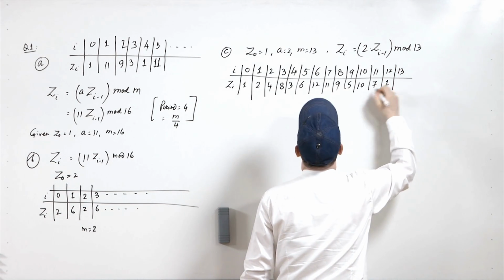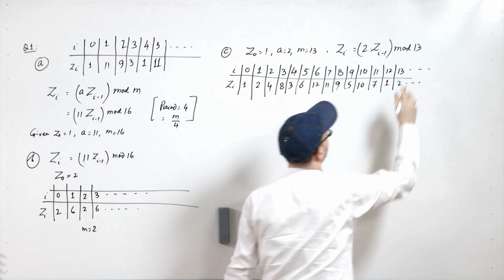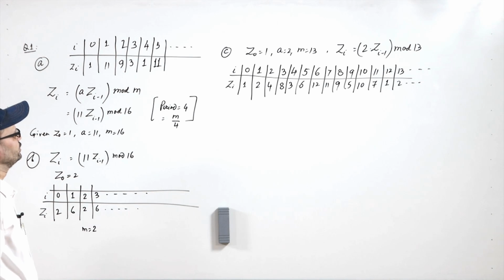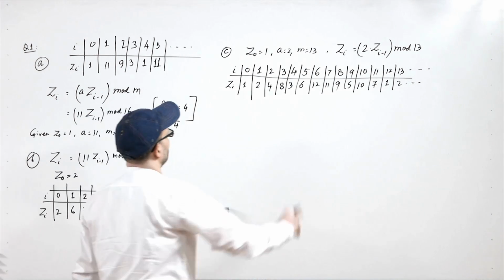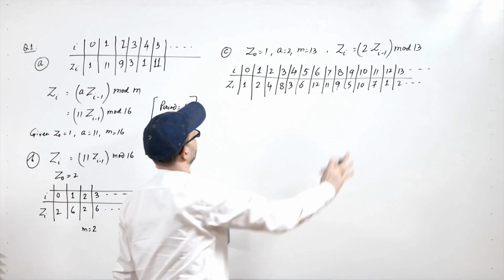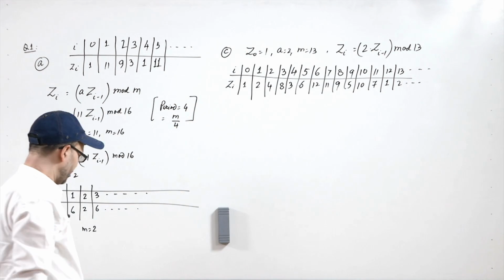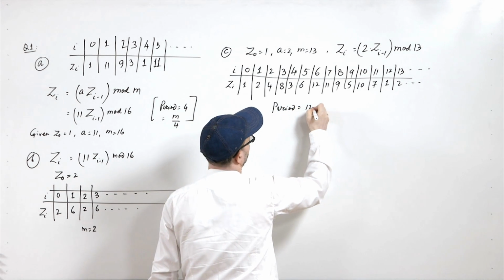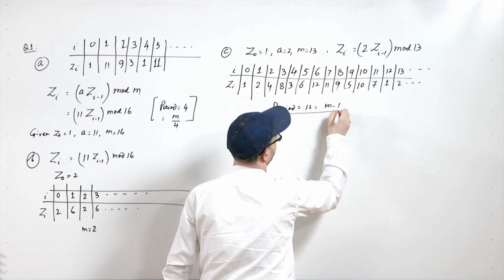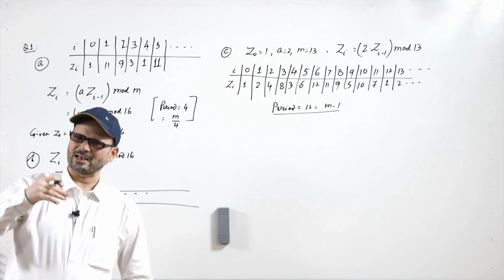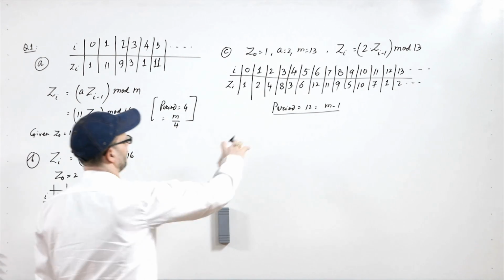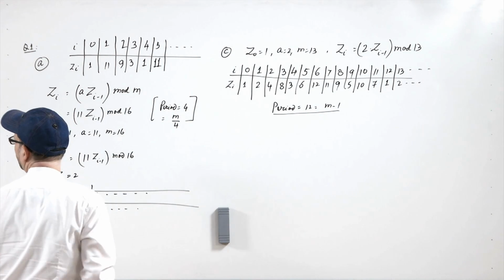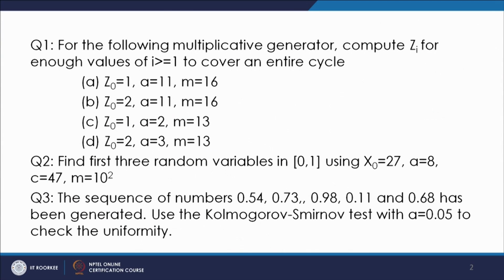So it will be further going towards 2 and all that. What we see is that you have the period going from 1 to 12 and then it is repeating. So in this case, period is 12, that is m minus 1. So the maximum period is achieved, that is 12 equal to m minus 1. We take the last part, D part of the question number 1.